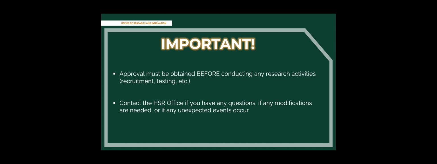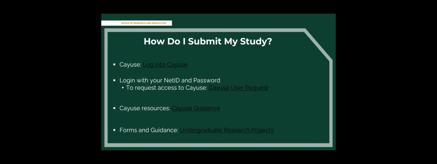So, how do you submit a study to Cayuse for our review? First, if your professor has not requested access to Cayuse, then they can do so with the Cayuse user request link. Once you've been granted access, you can log in using the link in the presentation or through our UTD Human Subjects Research page. And if you need any guidance on navigating Cayuse, we do have documents available with step-by-step instructions. Lastly, we have a specific tab on our website that provides guidance such as templates and checklists for undergraduate class projects.